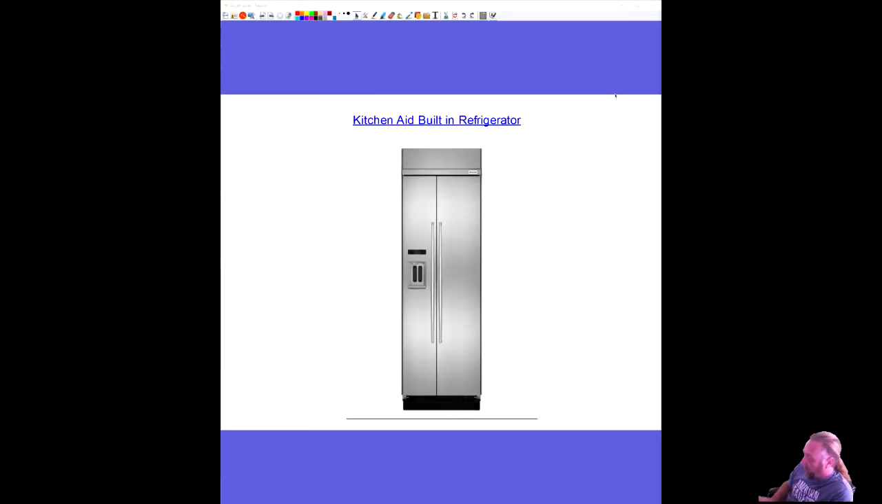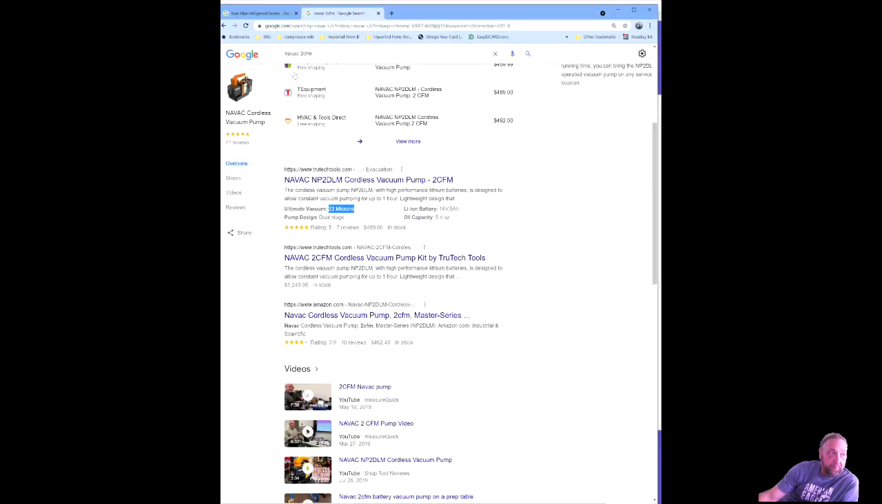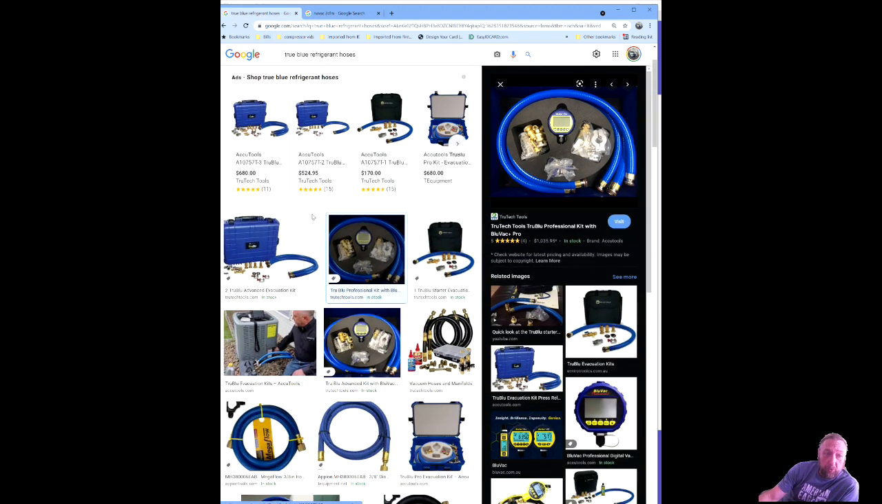So before I get into the email that I sent on this KitchenAid refrigerator, we had a question about pulling a vacuum, and we were talking about some system here. One was these True Blue refrigerant hoses. Adrian, how much were these hoses? To be honest, they cost a fortune. I think you can get one with all the necessary accessories in the US for like $180.